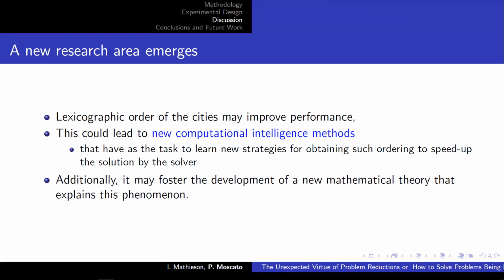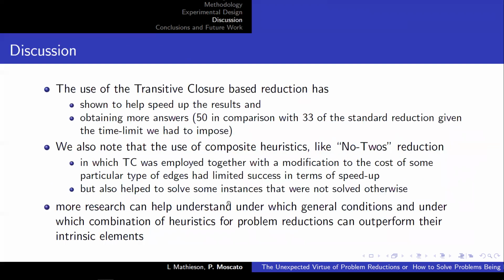And we have evidence that it does for some instances, and this means that it could lead to new computational intelligence methods in which we try to learn new strategies for obtaining such orderings to speed up the solution by a powerful solver. And additionally, it may foster the development of a new mathematical theory to explain this phenomenon. So the use of the transitive closure reduction has shown to speed up the results.